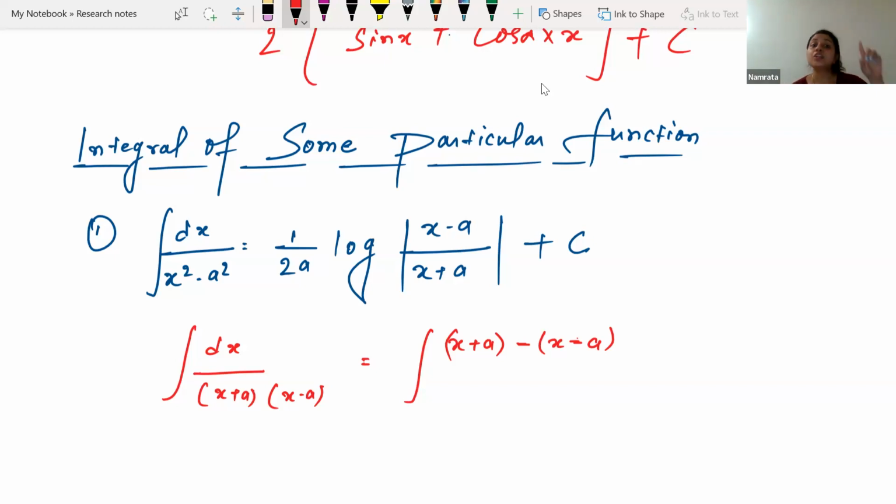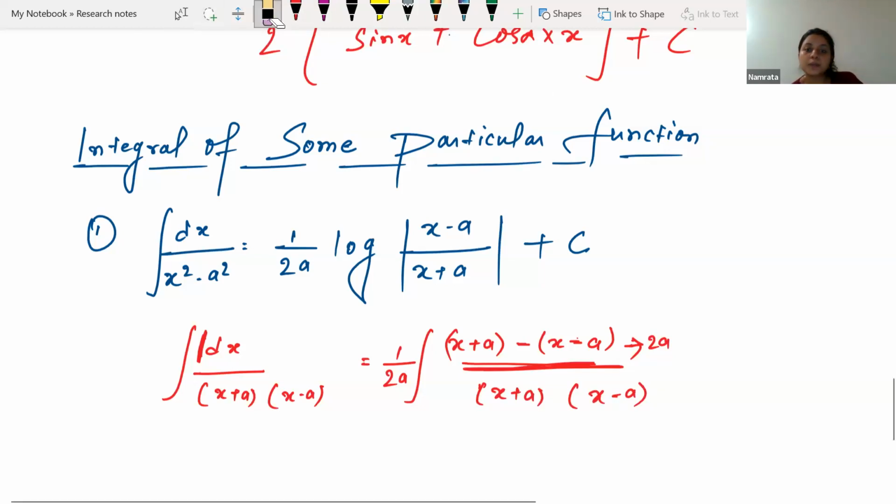In the numerator we are having 1 over here. So in the numerator I am trying to do some arrangement, but I'm not able to make 1 on the right hand side. I ended up getting 2 in the numerator. So I will divide it by 2a so that 1 will be there in the numerator. Now in the denominator, I'll be writing whatever is there, that is x plus a, x minus a. Now what we can do, let me rub this part.